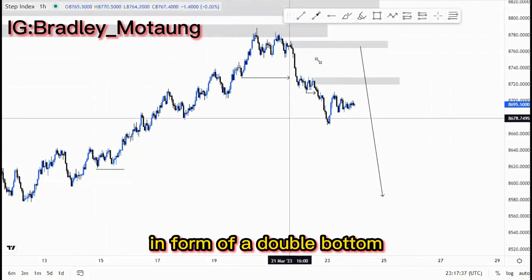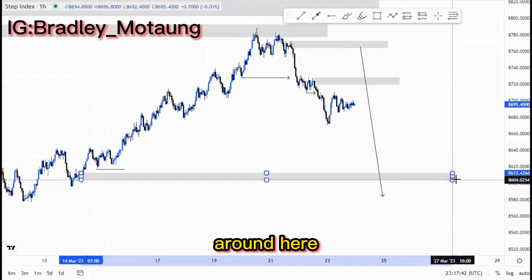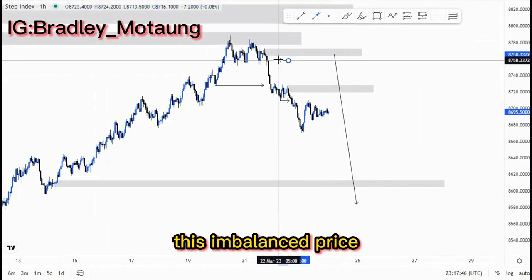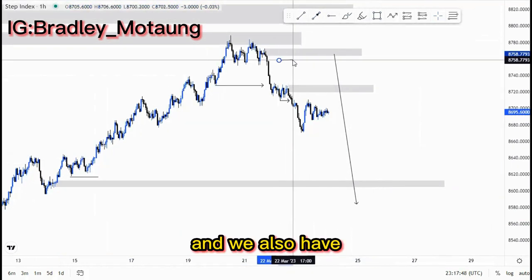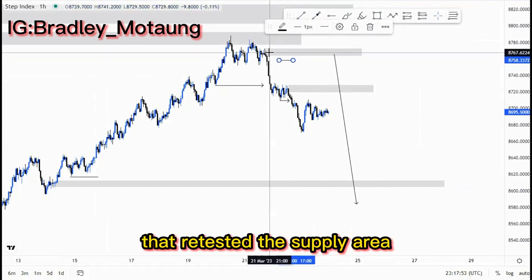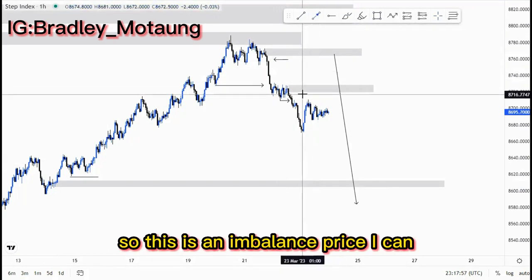And then for my targets, most of the time I aim for liquidity, of which this is a liquidity area in the form of a double bottom. And then we have the demand area around here, of which we can target these areas. And then we have this imbalanced price. And we also have, as you can see, no area where a candle has retested this supply area. So this is an imbalanced price action.